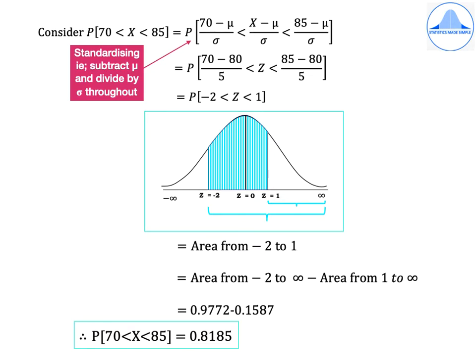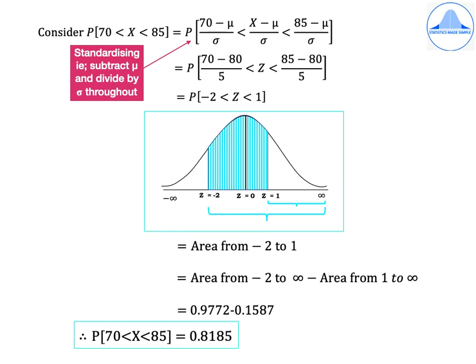Now in the next step, substitute the values for mu and sigma as 80 and 5. So what do we get? We'll get probability of 70 minus 80 divided by 5 less than X minus mu by sigma, which is Z, less than 85 minus 80 divided by 5. On simplification, you'll get probability of minus 2 less than Z less than 1. Now we have converted the problem into terms of Z. Now how do we find out the area between minus 2 and 1?